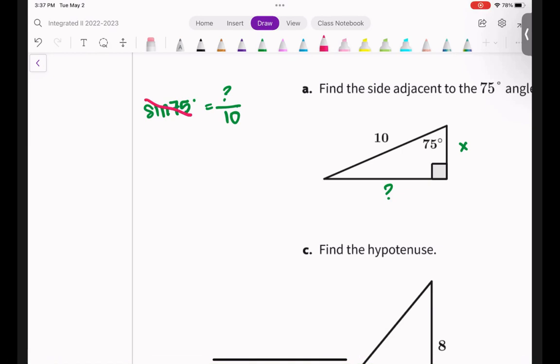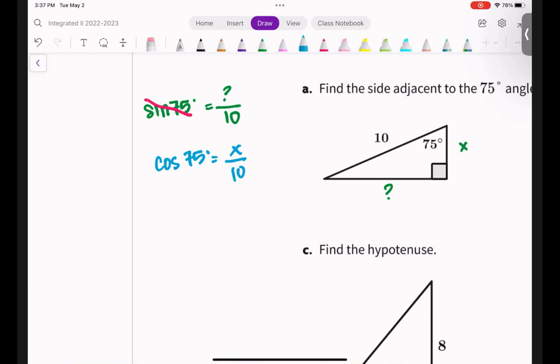Darn. So the next one I'm going to try is cosine. So I'm going to go cosine of 75 degrees. And if you remember, cosine is adjacent. So this is x over 10. And you're like, yes, that's it. I need to do that.